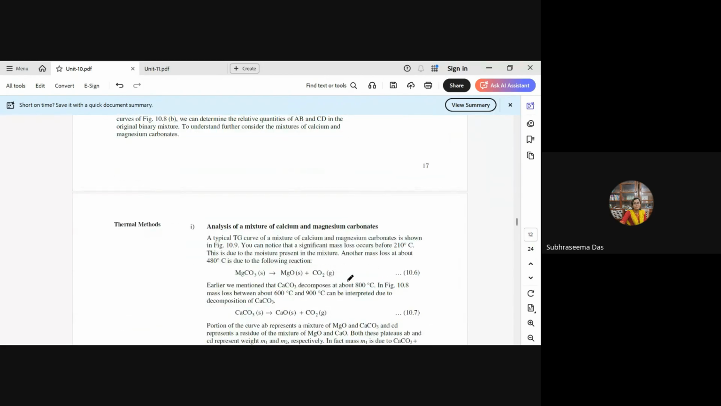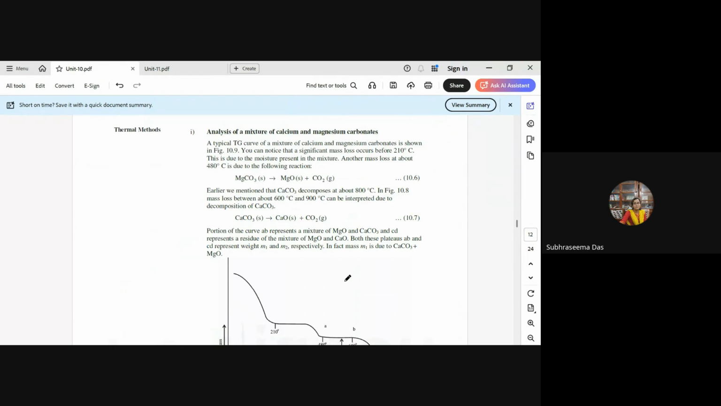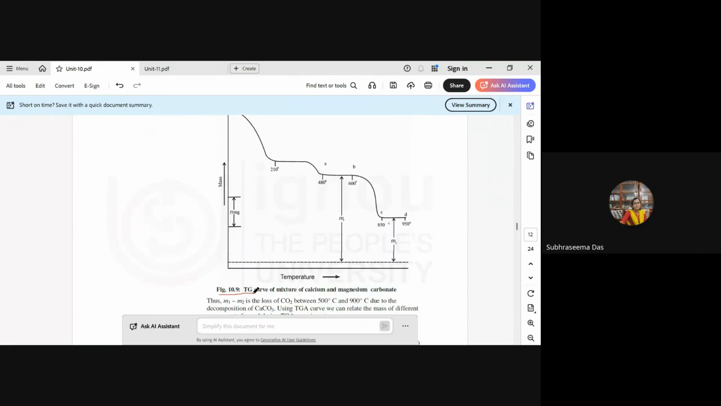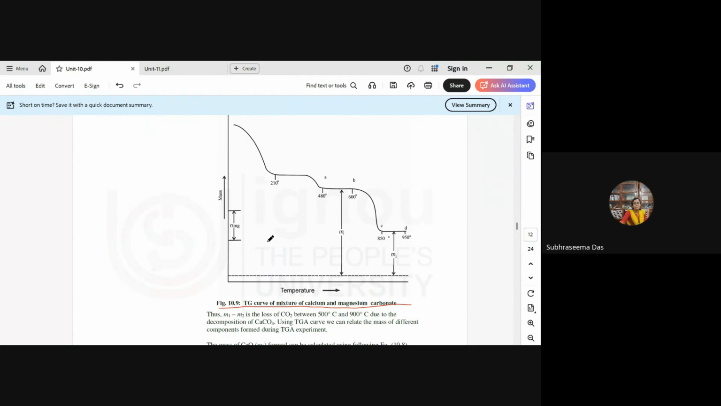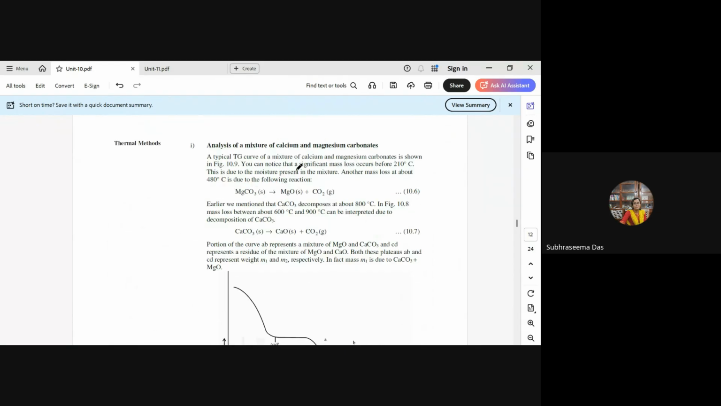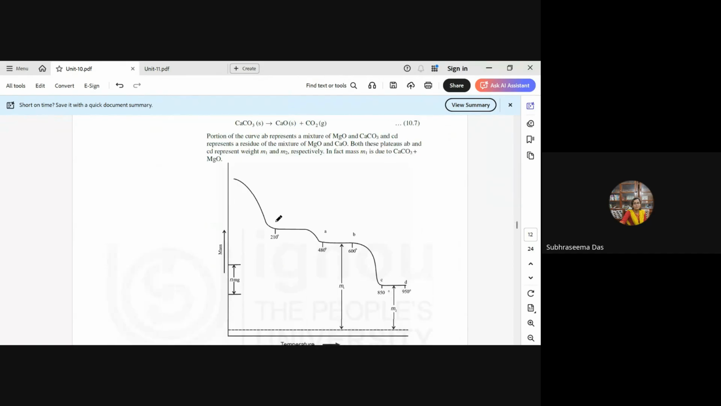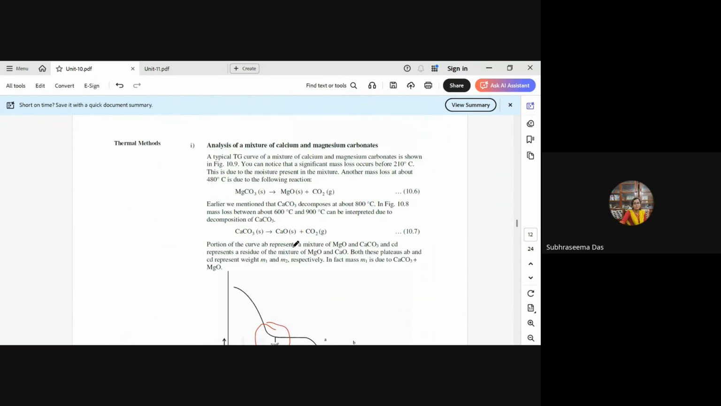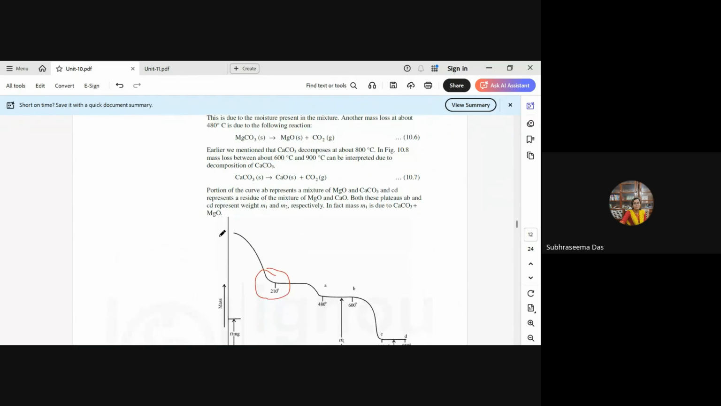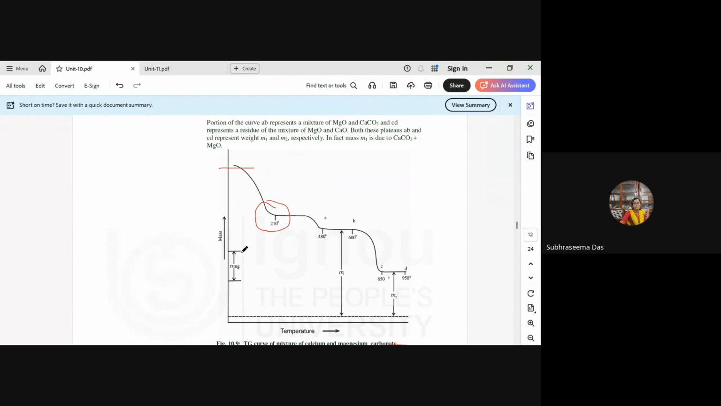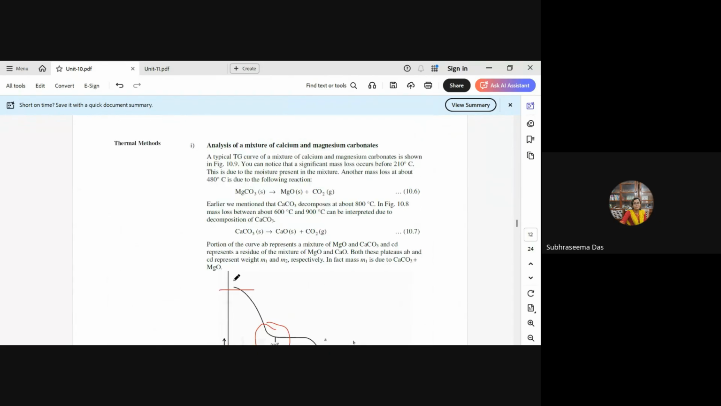Here one example has been given for calcium and magnesium carbonate. How will we know the amount of calcium carbonate and magnesium carbonate present in the mixture? Figure 10.9 is the TG curve for a mixture of calcium and magnesium carbonate. Here we see that before 210 degrees centigrade, some mass loss has occurred. It was 100% here, and a significant amount of mass has been lost.